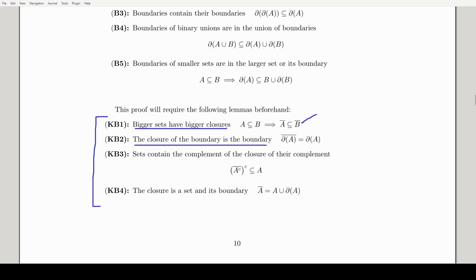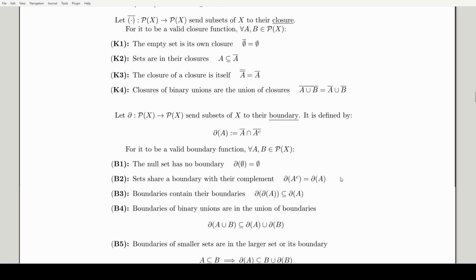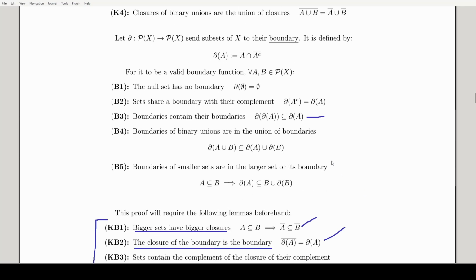This one is that the closure of the closure is its bound, or the closure of the boundary is the boundary. If something's equal to the closure, it is closed. So this is saying the boundary is closed, which is also what B3 is saying. So it's sort of why that comes up.